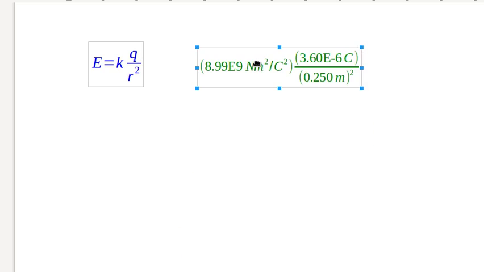When I look at the values I have for this particular problem, my K is my standard constant, 8.99 e to the ninth, and that's Newton meter squared per Coulomb squared. My charge was 3.60, notice e to the minus sixth Coulomb, because it was a micro Coulomb. And my distance was 0.250 meters, and don't forget to square it.